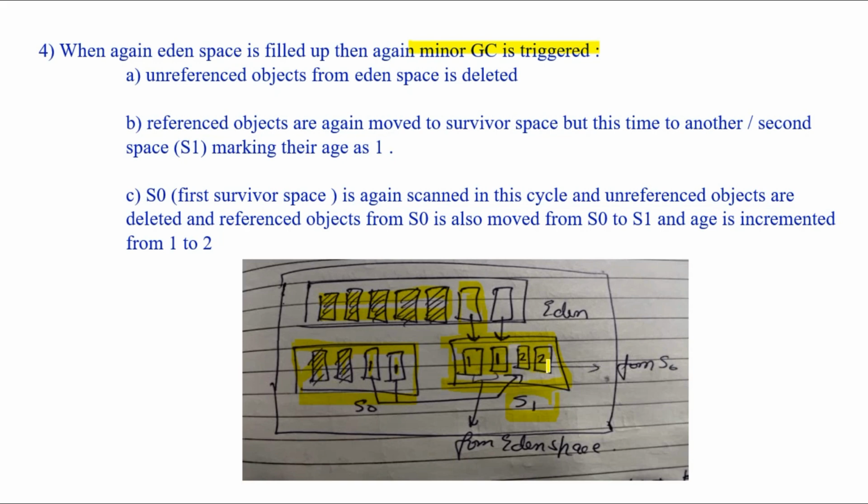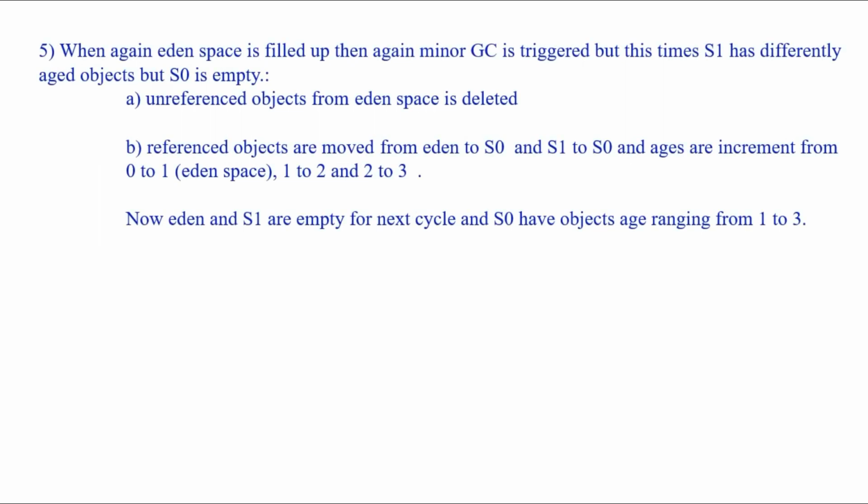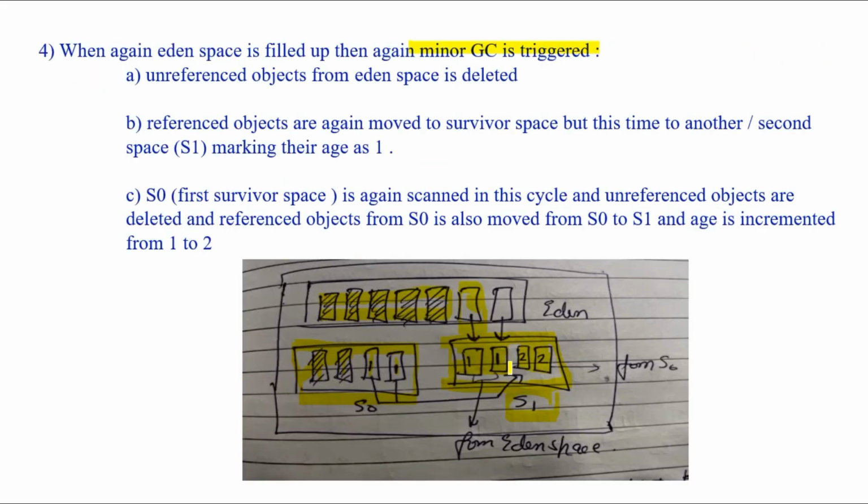That is, these two objects have already survived one garbage collection cycle. Now again your Eden space is filled and S0 is empty. What will happen next? You also know that, right? Now again Eden space is filled up, then garbage collection is triggered, but this time S1 has differently aged objects. So see, S1 has differently aged objects.